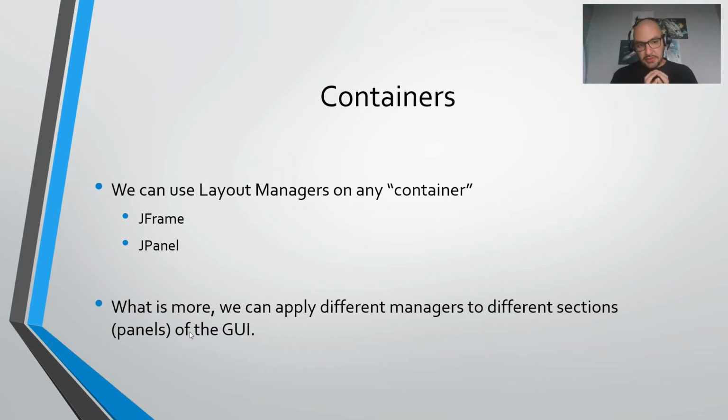I just want to mention this very quickly. We already talked about that in the previous class. A container is anything in my window, in my GUI program, that will contain elements that the user can see. Now we have two basic containers. We have the JFrame, which is the actual window, and we also have the JPanel. So I can apply a layout manager to any of them.